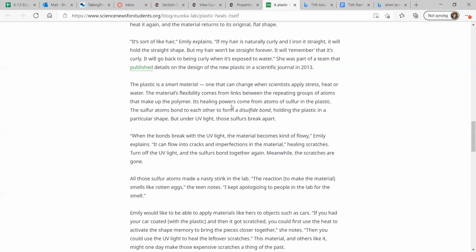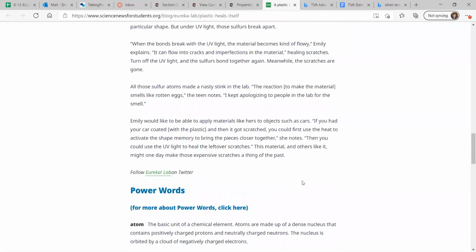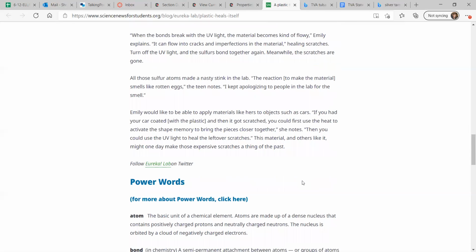Emily explains, it can flow into cracks and imperfections in the material, healing scratches. Turn off the UV light and the sulfurs bond together again. Meanwhile, the scratches are gone. All those sulfur atoms made a nasty stink in the lab, and the reaction to make the material smells like rotten eggs. I kept apologizing to people in the lab for the smell.